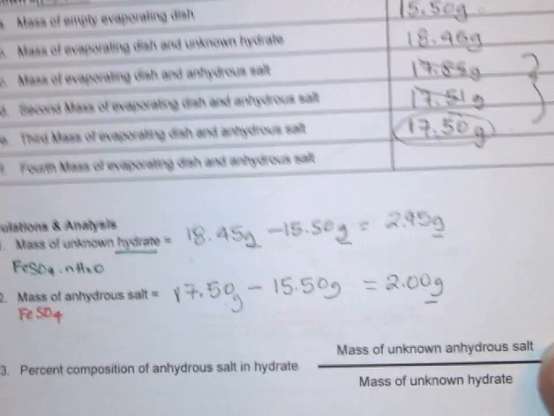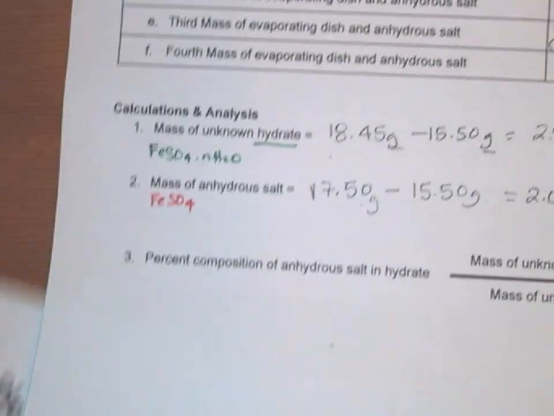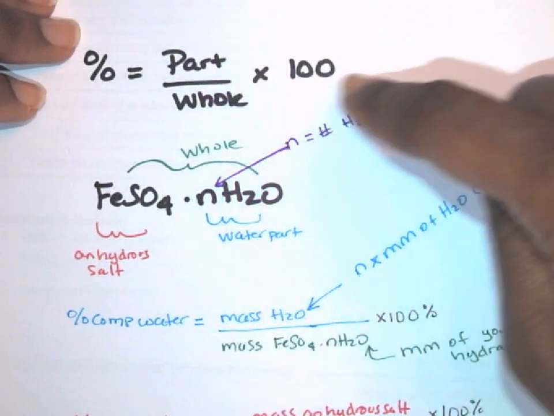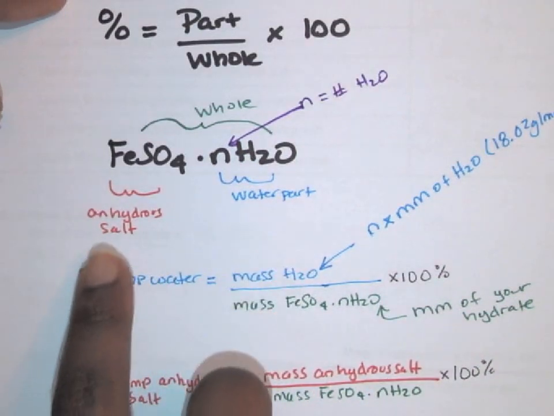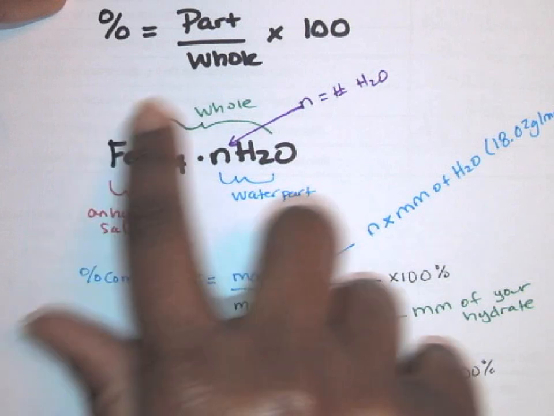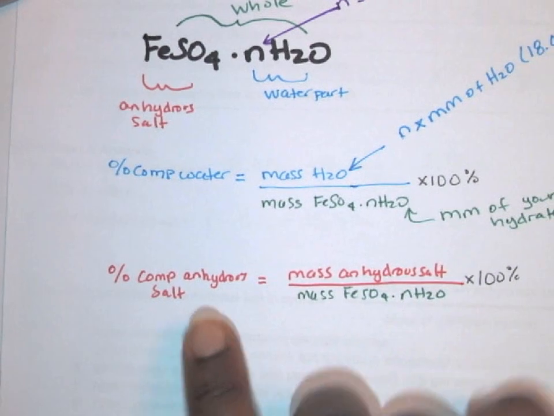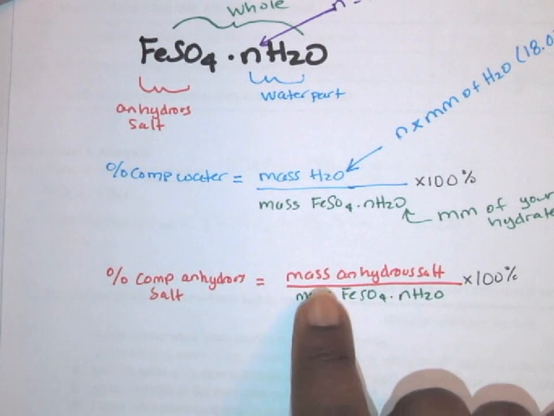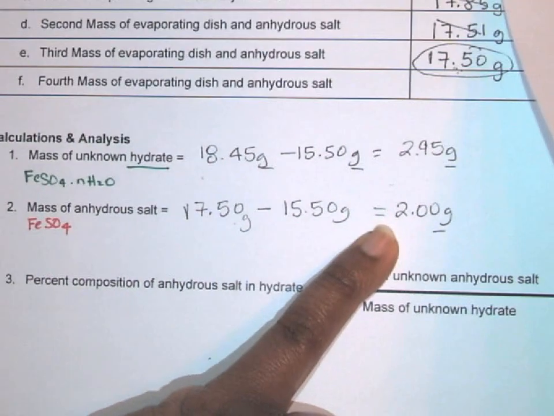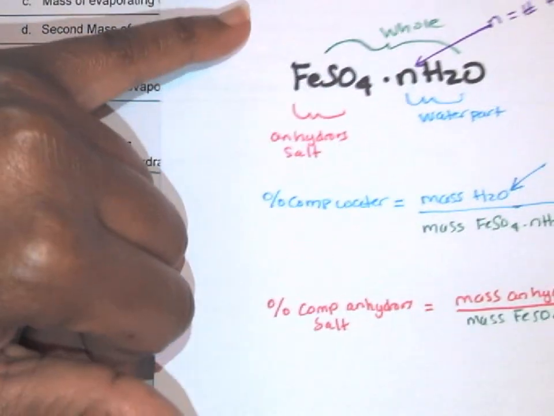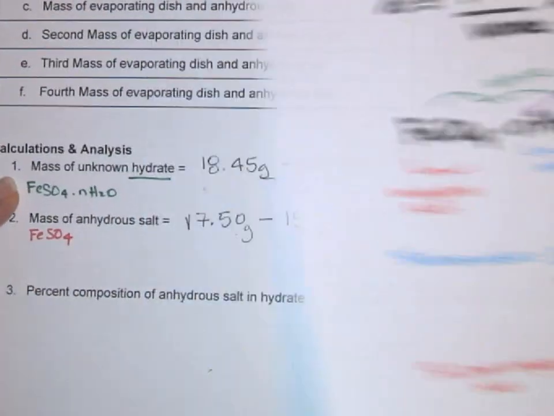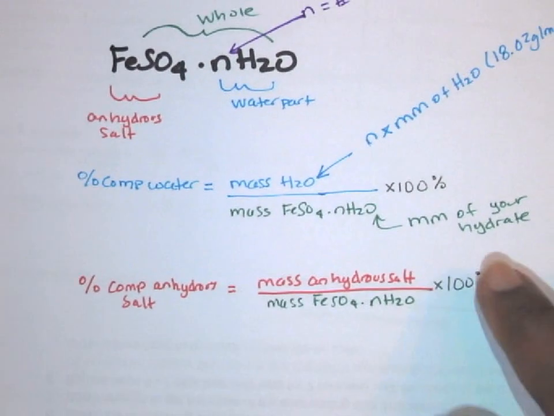Now the last part is we're going to use these two numbers to get the percent composition of anhydrous salt. If you saw the pre-lab video, you saw that all percents are a part over a whole times 100. In the case of a hydrate, it has 2 parts, the anhydrous salt and the water, and the whole would be the entire molecule or compound. So if we're trying to calculate the percent composition of the anhydrous salt, it's going to be the mass of our anhydrous salt, the 2 grams, divided by the mass of the hydrate, the whole thing, the 2.95 grams, times 100. That's how we get those values.